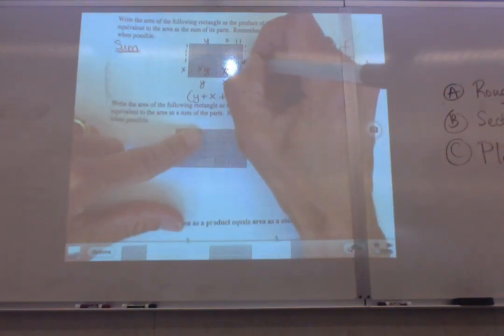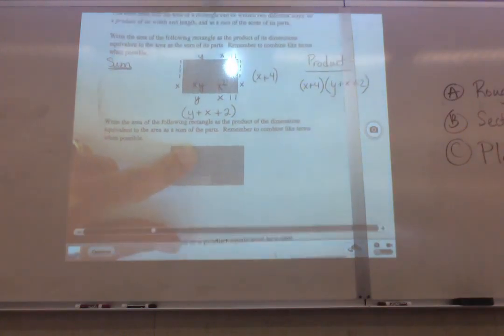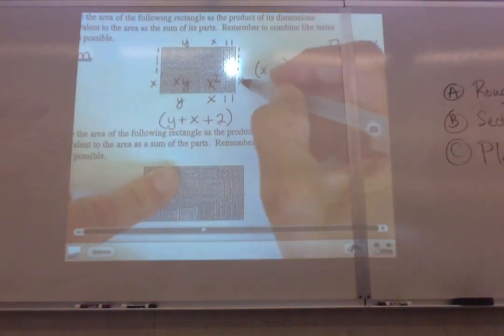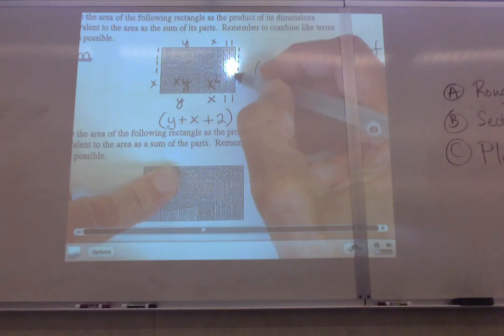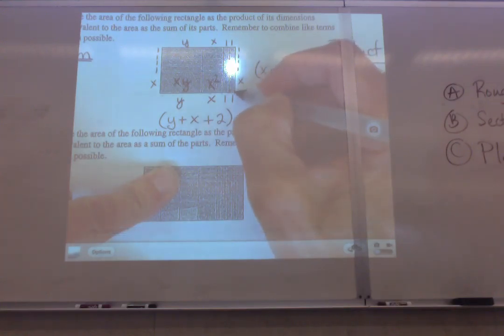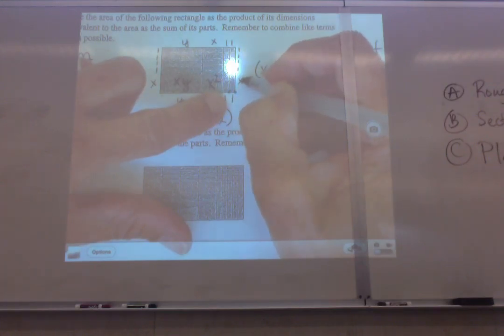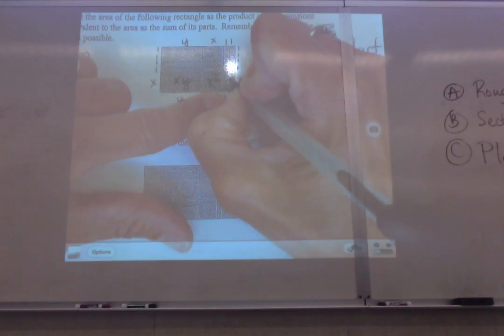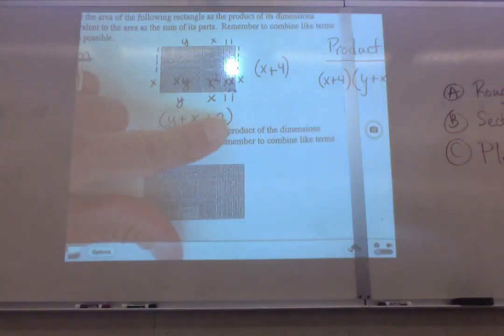Now, let's look at one of these long, tall, skinny slivers. It has an X on one side, and it's only a little tiny 1 on the other side. What happens when you multiply 1 times X? That's an X. So right here is an X. This is also an X.